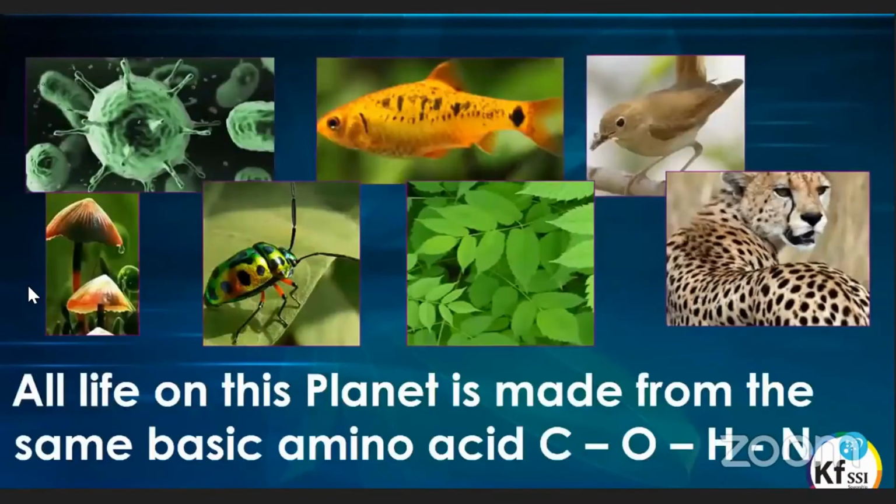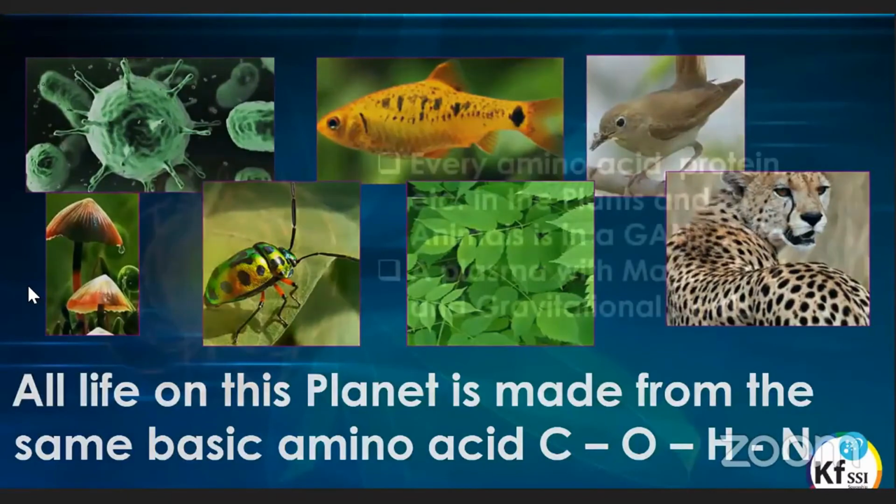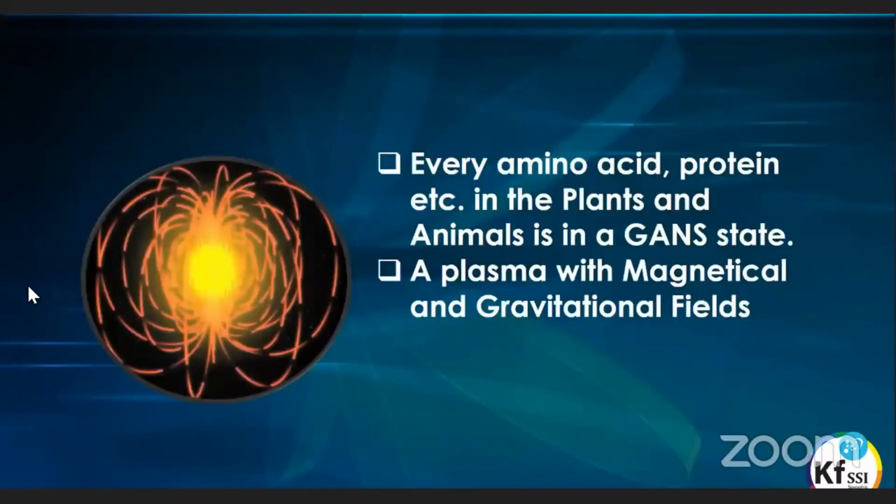So when we come back to this picture again, we can see that all life on this planet is made from the same basic amino acid structure. It doesn't matter whether we're a human being, a fish, a tree, a bacteria, a mushroom, we're all based on the same amino acid structure. And every amino acid protein in the plants and the animals is in a GAN state. So it's a plasma which has magnetical and gravitational fields.